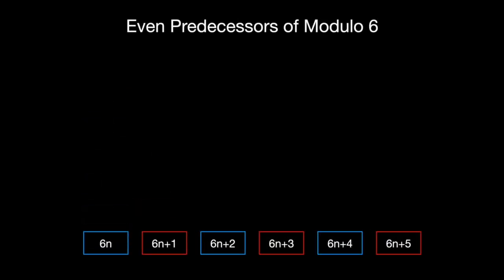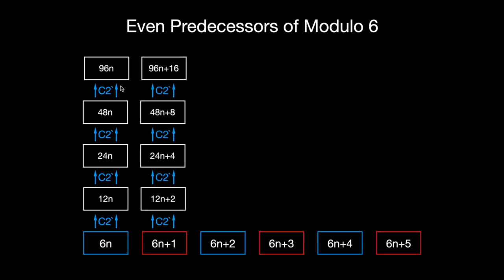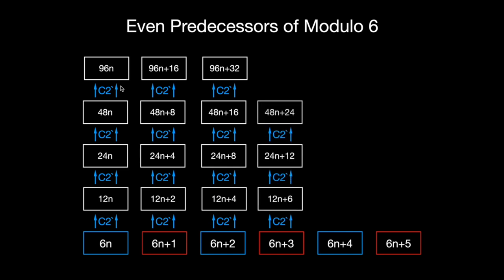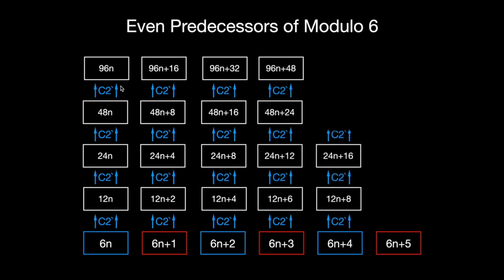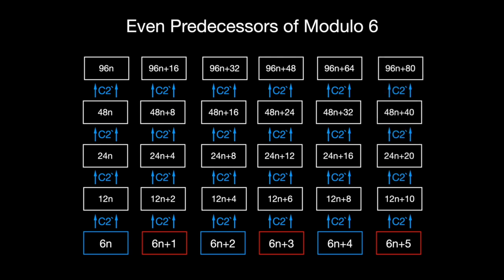So now I'm going to look at the even predecessors of modulo 6. The even predecessors are really simple. It was what we were talking about. You just take the number and you double it, and then you take that number and double it, and double it again and again. What this table shows are some interesting things that you might not notice right away. One is, by definition, each of these bottom equivalence classes is going to be distinct.